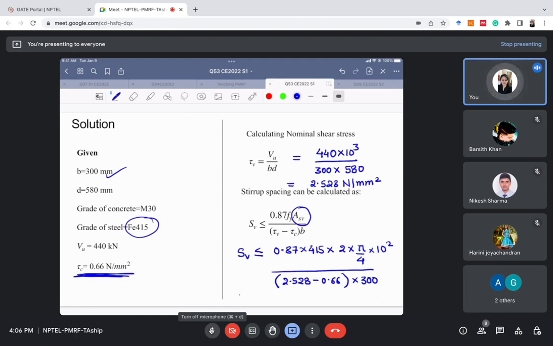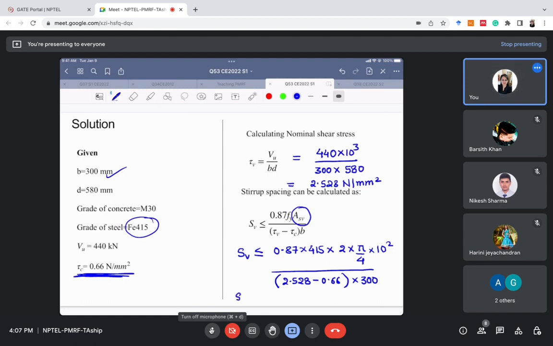Better to use the calculator on your laptops, so that while solving the question during GATE it will be easier for you. If you use a normal calculator, then it will be difficult. I'm getting 98 millimeters. 98. Okay, let me check.